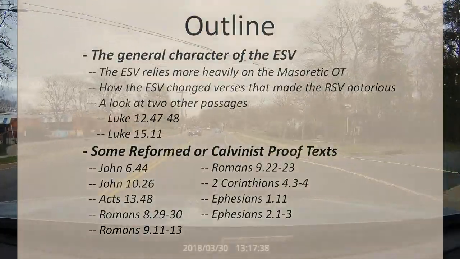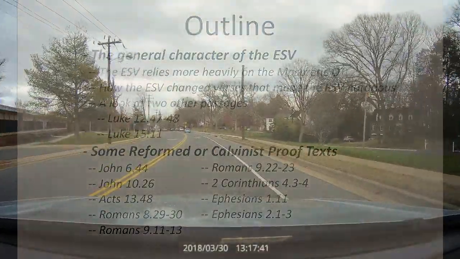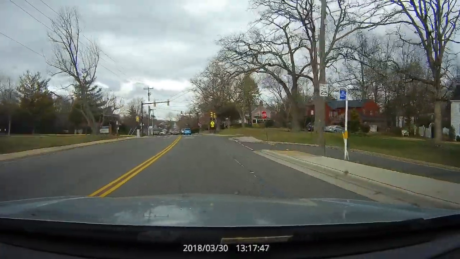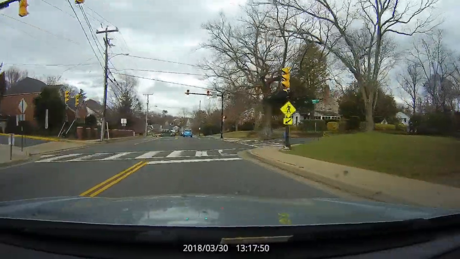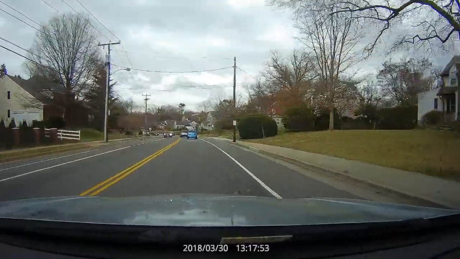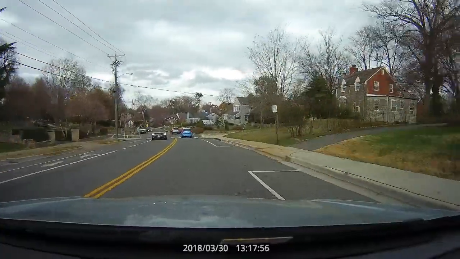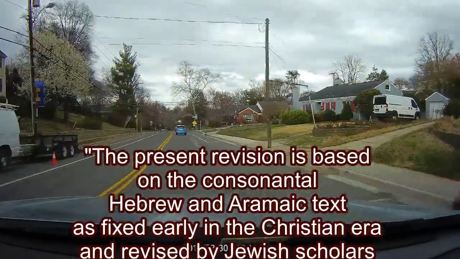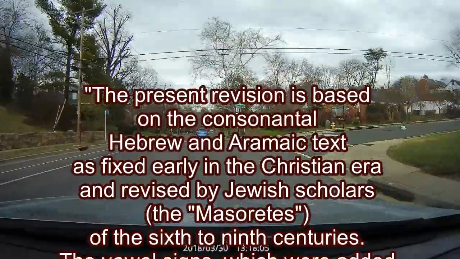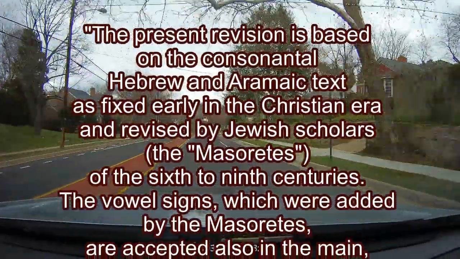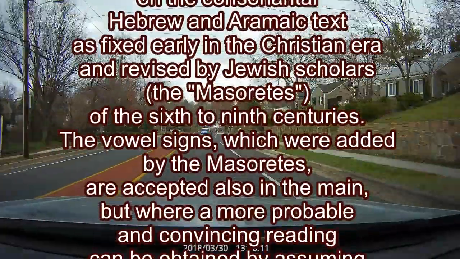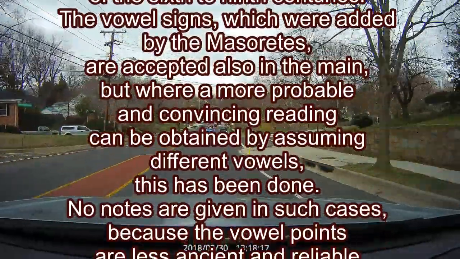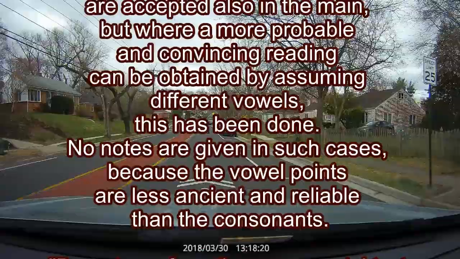I'm not going to talk about the first sub-bullet under the first bullet in any detail later on, so let me just say here that the English Standard Version does rely more heavily on the Masoretic Old Testament. If you go back and read the preface to the Revised Standard Version, you'll see that they say, and I'm quoting now, the present revision is based on the consonantal Hebrew and Aramaic text as fixed early in the Christian era and revised by Jewish scholars, the Masoretes of the 6th to 9th centuries. The vowel signs which were added by the Masoretes are accepted also in the main, but where a more probable and convincing reading can be obtained by assuming different vowels, this has been done.